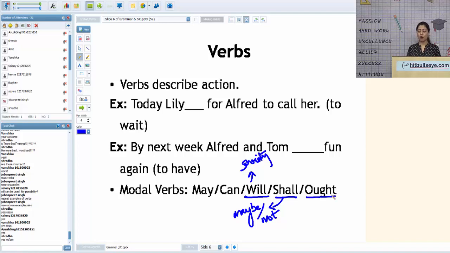Ought tells us an obligation. So you ought to help her, which means you must help her, you are obliged to help her. I hope now everybody is clear with the modal verbs and their differences.